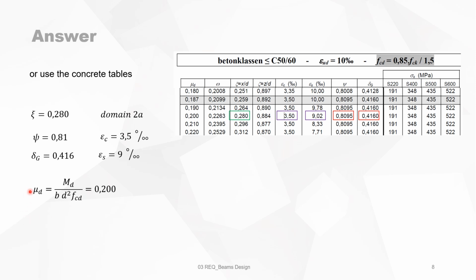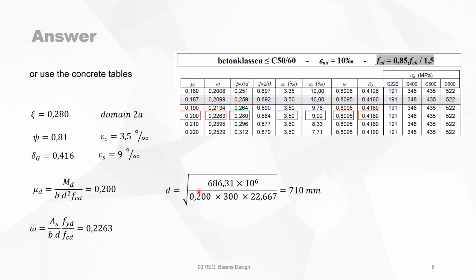We know that mu D is defined by this formula. And from the table you can immediately deduce that the mechanical reinforcement ratio is 0.2263. From this, we can calculate D, and it gives you 710 millimeters. And from this equation, with the definition, we can find the total needed reinforcement.